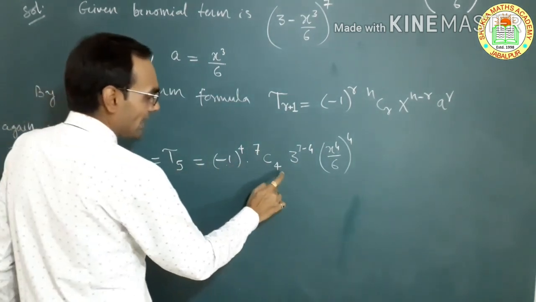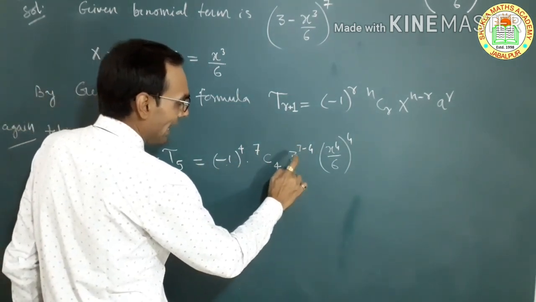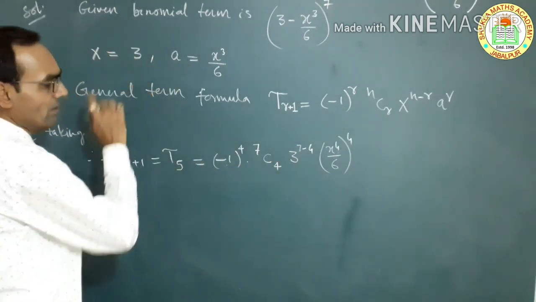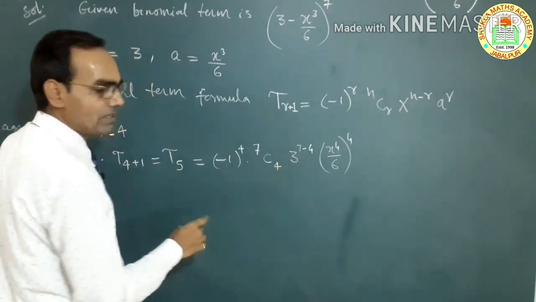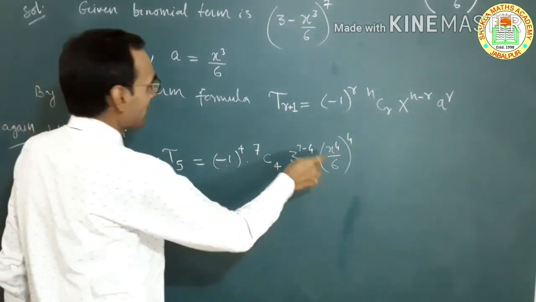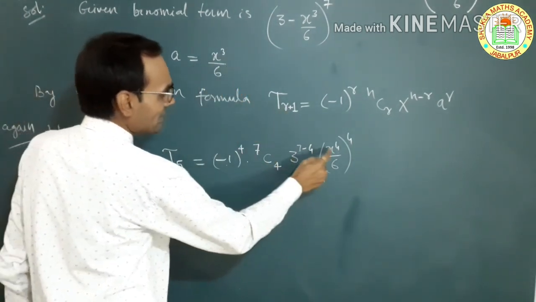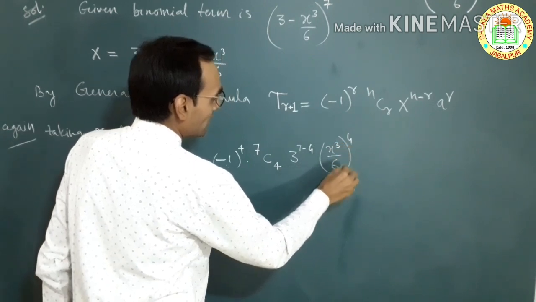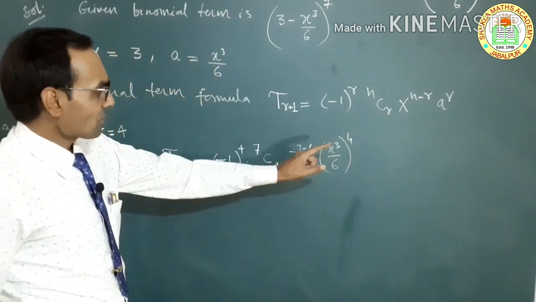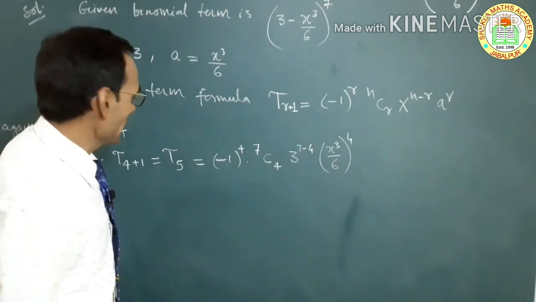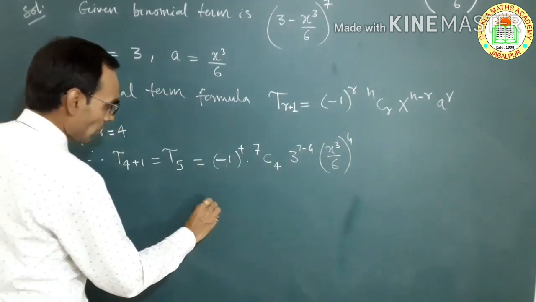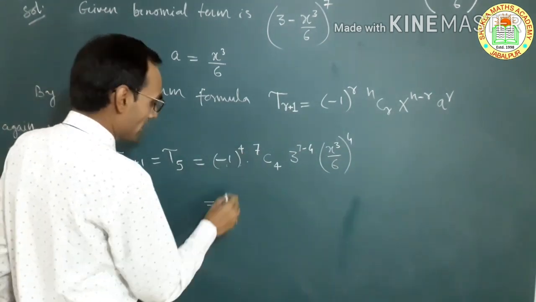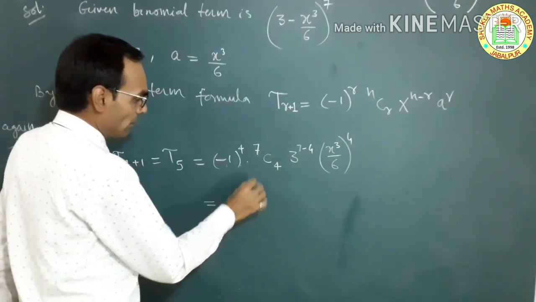So 7c4 into x. Our x is here 3. So 3 raised to n minus r means 7 minus 4, into a. Our a is x cube by 6, and whole raised to r. R is 4. Now simplification of this, we get minus 1 raised to 4. It is even, so it becomes plus 1 into 7c4.